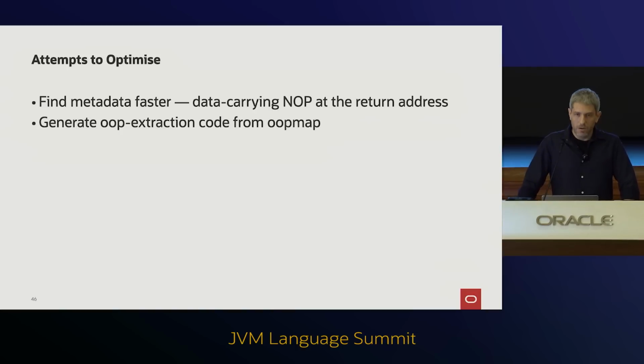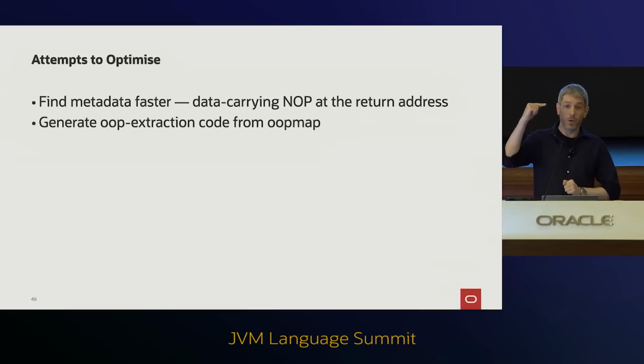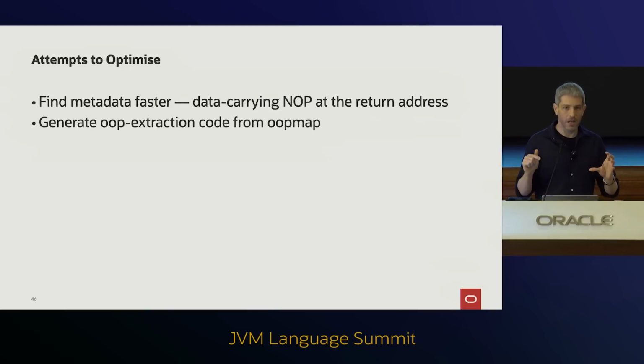So one thing we tried to do is find the metadata from the return address quicker. The return address points to the method code. It points to the instruction following the call instruction. So if A calls B, we have a call instruction inside method A, and method B's return address is going to be the instruction following the call instruction. That's where it's pointing. So in that place, we put a no-op with some data in it, and that data helps us find the metadata faster, including the frame size, and that made walking the stack much faster.